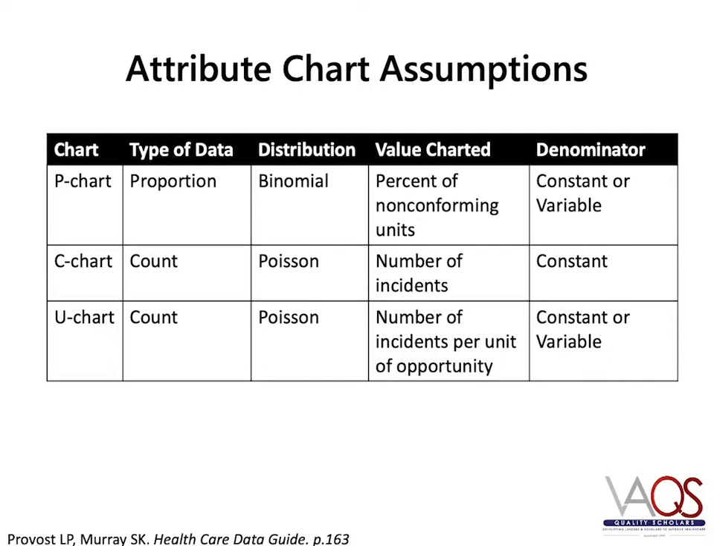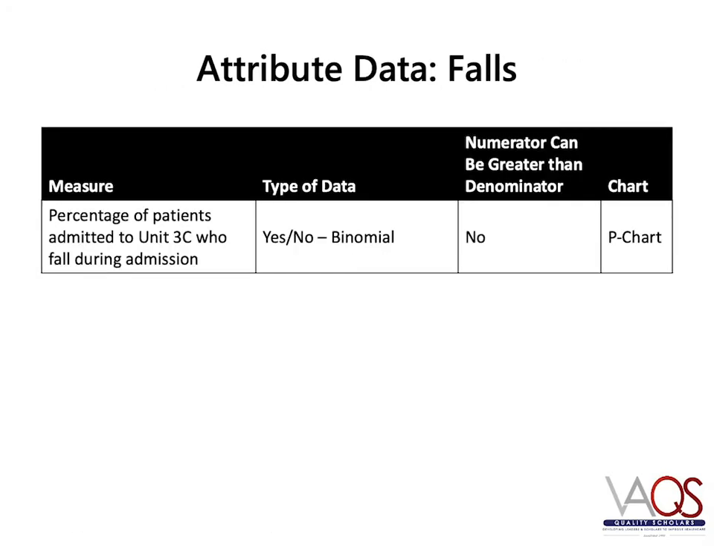Next, we will look at an example of how a measure for falls in the hospital would look for each type of attribute chart. First, imagine that you are interested in measuring whether each patient admitted to the hospital experienced a fall during the hospital admission. You could categorize all admitted patients as having had a fall or not had a fall during the admission. In this scenario, the outcome of interest can only happen once per patient. Each patient either fell at least once or had no fall. Thus, your numerator would be the number of patients who had a fall, and your denominator would be the total number of admitted patients. This would give you a proportion where the numerator cannot be greater than the denominator.